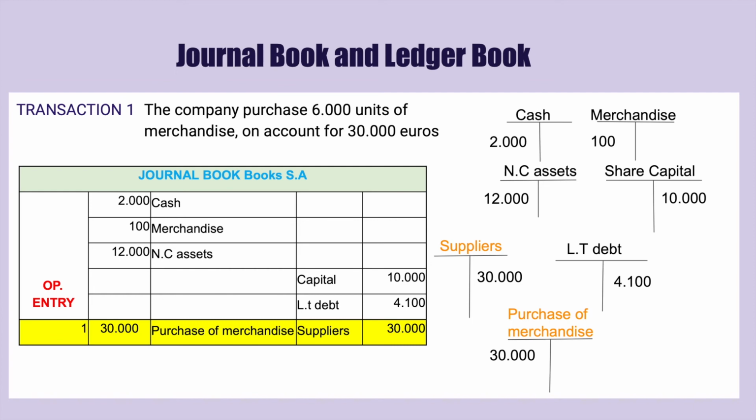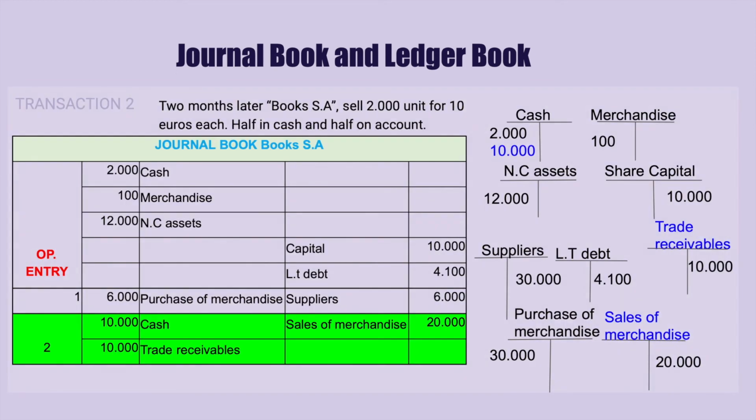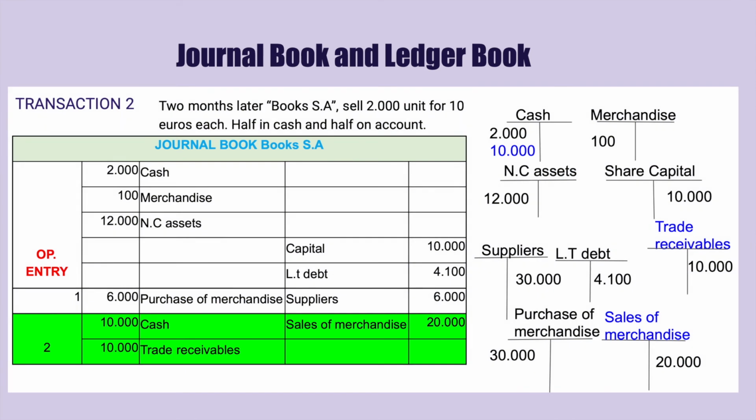In transaction number 2, Books S.A. sells merchandise for 20,000 euros. And it received the money half in cash and half in trade receivables, so we put those accounts on the debit side and sales of merchandise on the credit side in the journal book. And we also record the accounts in the ledger book.